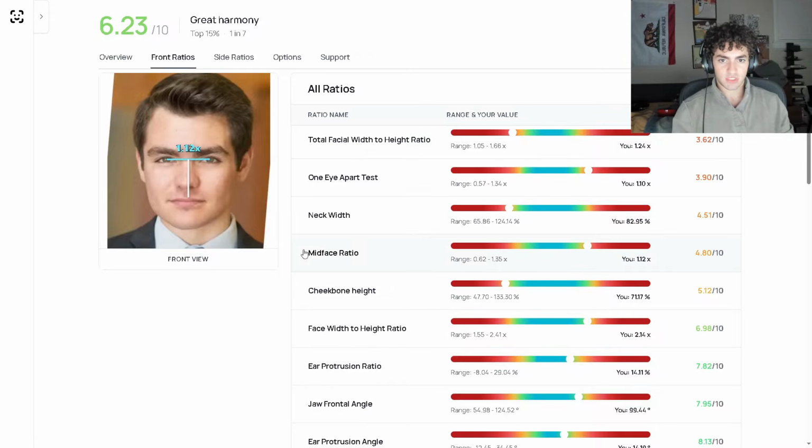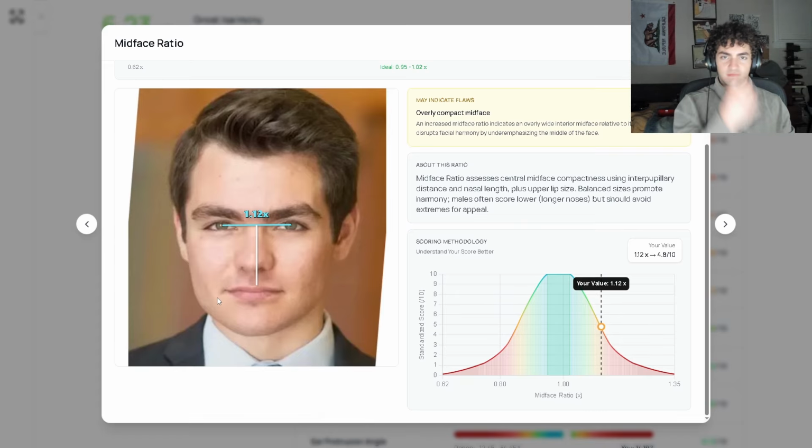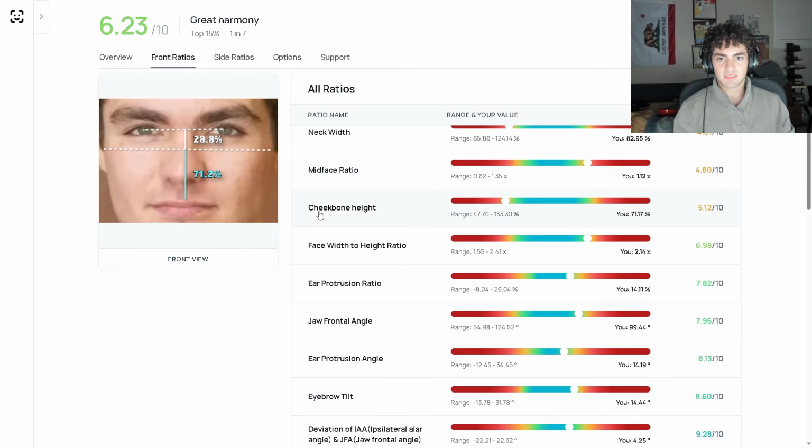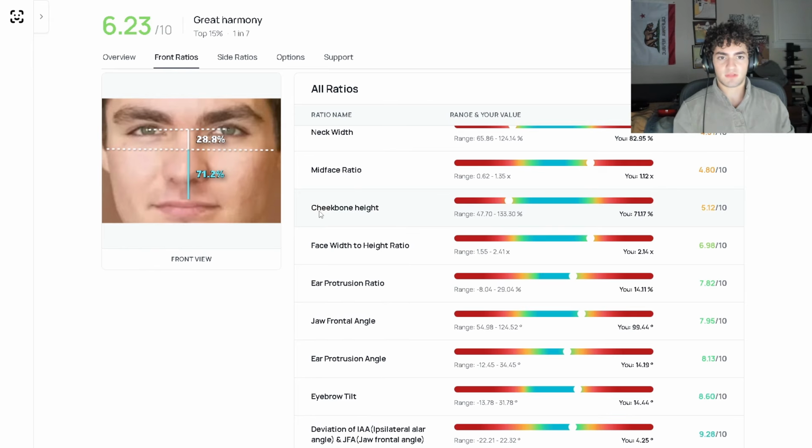Next, for his midface ratio, which is just the compactness of your midface region. Typically, you want this line and this line to both be the same length, but as you can see, this line is 1.12 times longer than this line, which creates a feminizing, more compact appearance of the midface, which he clearly displays here. Next is going to be his cheekbone height, which is also a flaw.